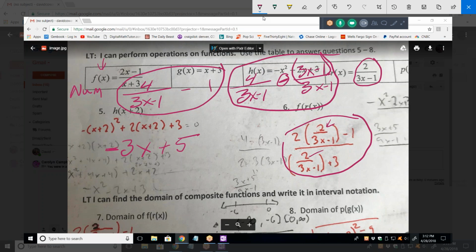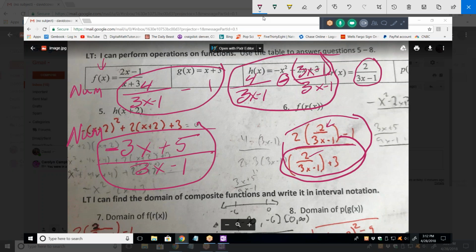That's the numerator of my numerator. There's the common denominator. Okay? So, we're going to call that our numerator. Now, let's deal with the denominator. This part here.